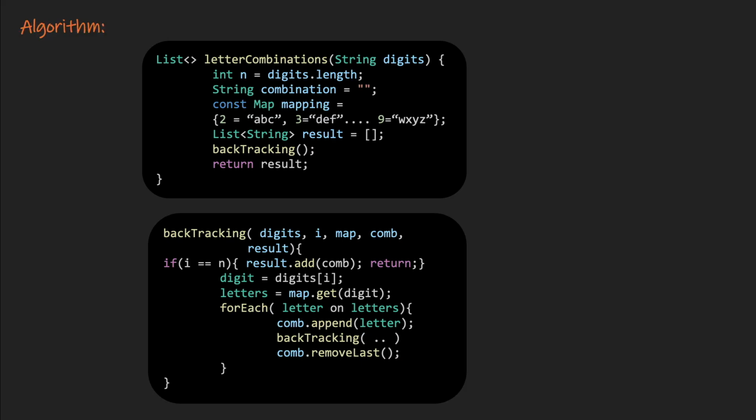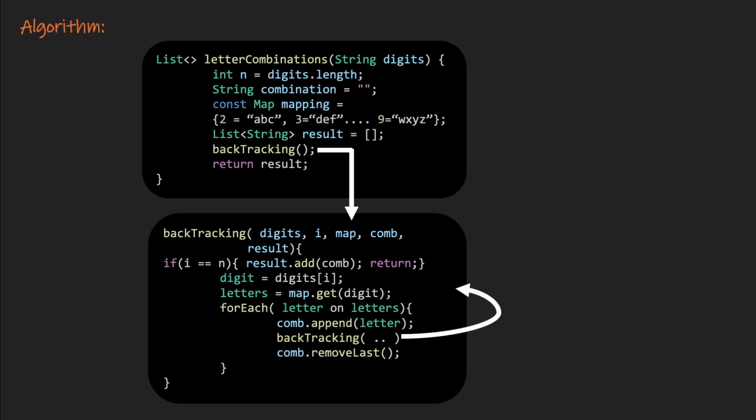So we have a main function and a backtracking function. In the main function, we start by initializing some variables like n for the length of the input digits, combination for storing the letter combination, a constant map, and a list to return the result. We call the backtracking function from here, which calls itself recursively. In this function, we have a base case to check if the value of the current index is the same as the length of the input digits. If so, we add the combination string to the result list and we return from there.